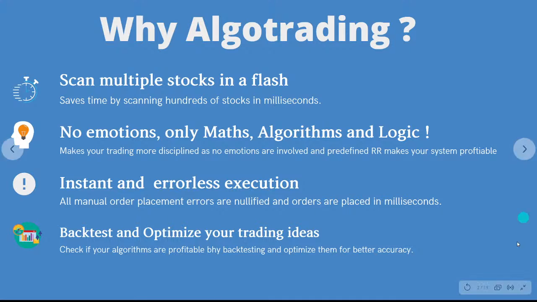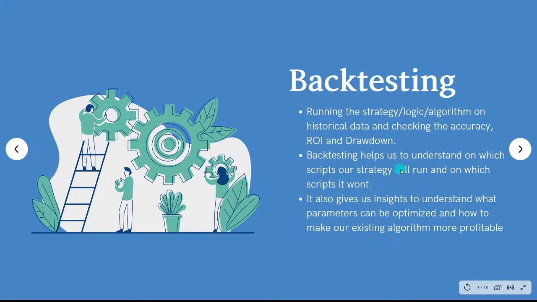All right. Let's move ahead. So the important aspect about today's session is backtesting. We will be talking about backtesting in detail, and I'm going to tell you how backtesting is done and why you should backtest any strategy before performing it in the live market. So what is backtesting? Backtesting is basically running your strategy or your logic or your algorithm on historical data and checking accuracy and other important reports like return on investment, drawdown and other aspects.